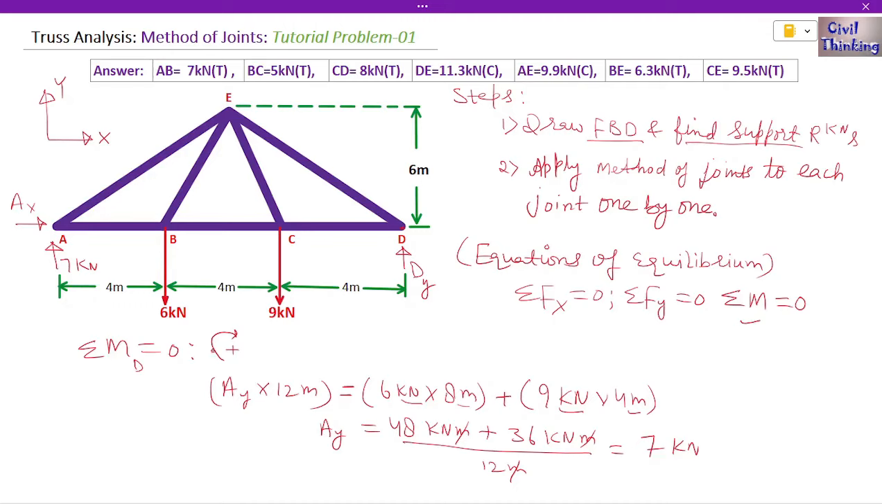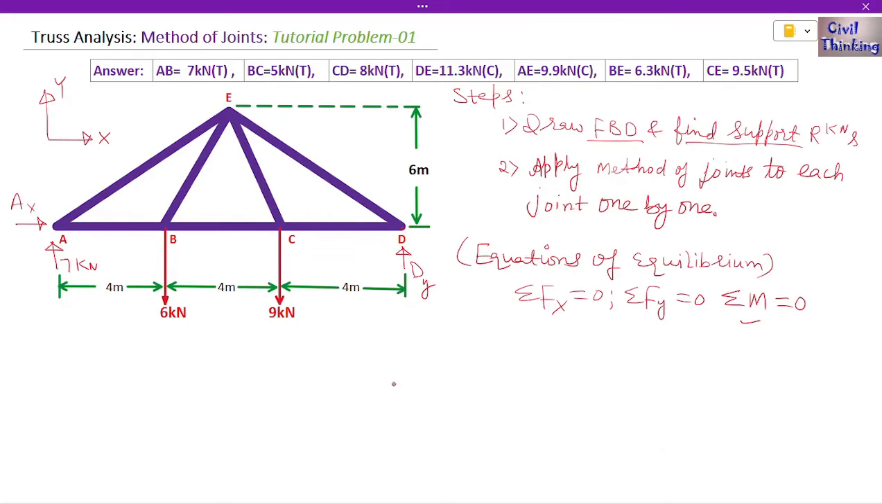Now first let me erase all of this. So this is 7 kilonewton. Now let us apply this equation, summation of Fy equals 0. What does it mean? Summation means sum of, F means forces, Y means in the y direction. So this means sum of all the forces in the y direction. Y direction is the vertical direction. We have to sum up all the forces in the vertical direction. These are all vertical forces.